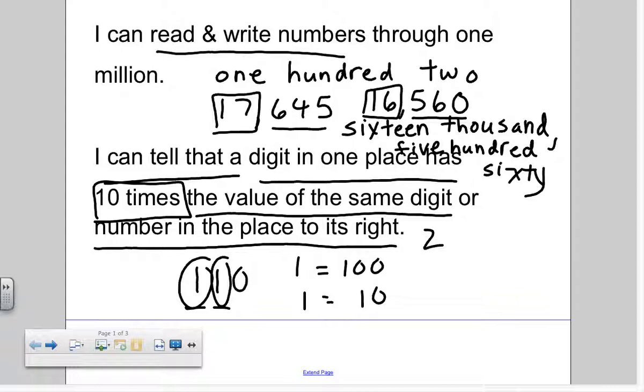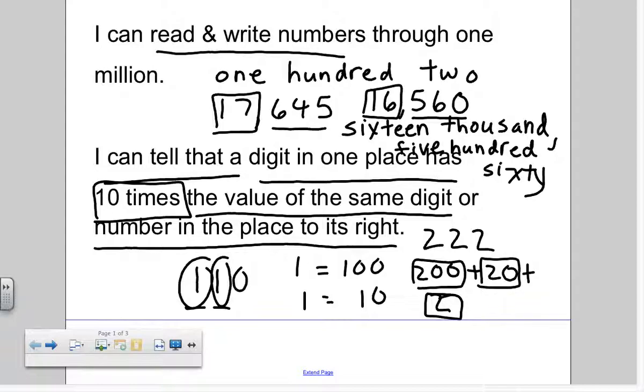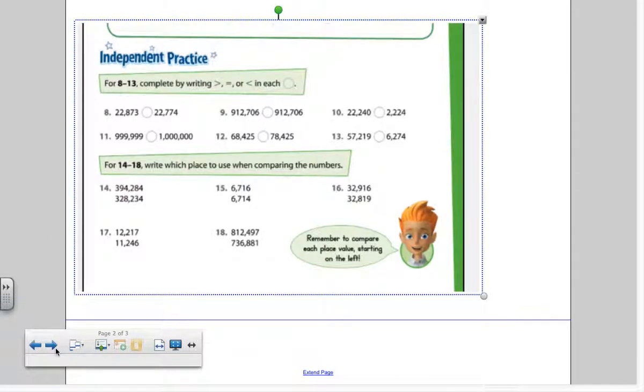For example, if I said 222, the first 2 is in the hundreds place, that's 200. The second 2 is in the tens place, that's 20, and the third 2 is in the ones place. So 200 is 10 times greater than 20, and 20 is 10 times greater than 2. Today, we're going to be practicing comparing numbers. So our I can statement today is, I can compare numbers as greater than, less than, or equal to.